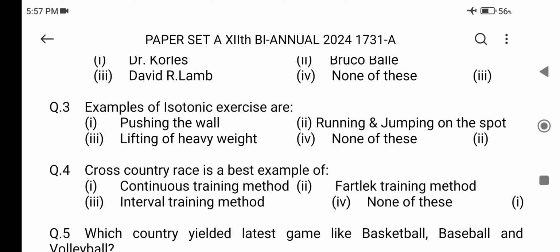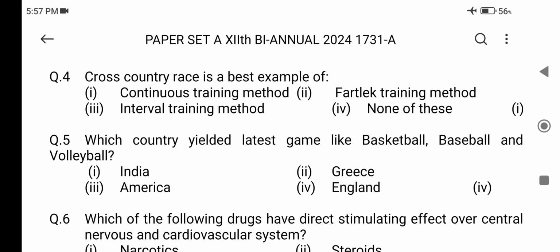Question number 4. Cross country race is a best example of: option first continuous training method, second fartlek training method, third interval training method, fourth none of these. Answer is option first, continuous training method.